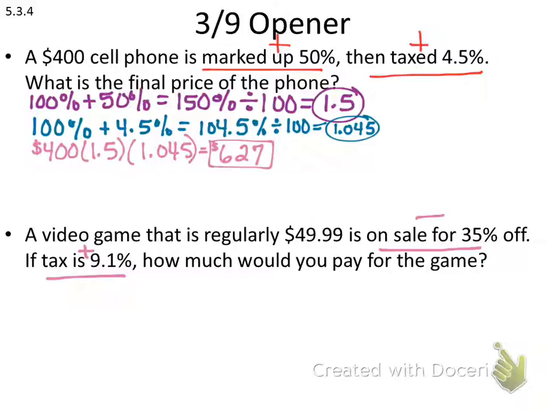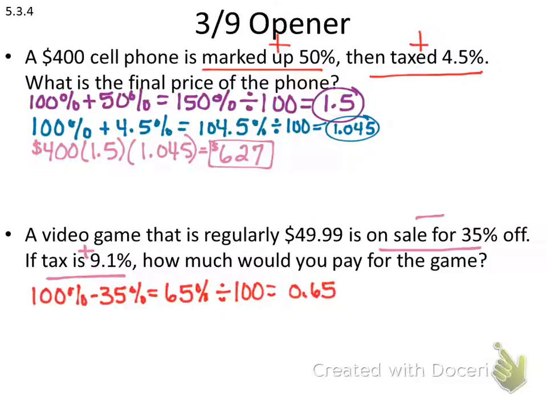Zach. Start at 100 minus 35. So I'm going to start at 100%. Minus 35% equals 65%. Very good. Divided by 100 equals 0.65. And I'm going to circle that because I'm going to use that number in a moment. That's the multiplier. All right, Maya.